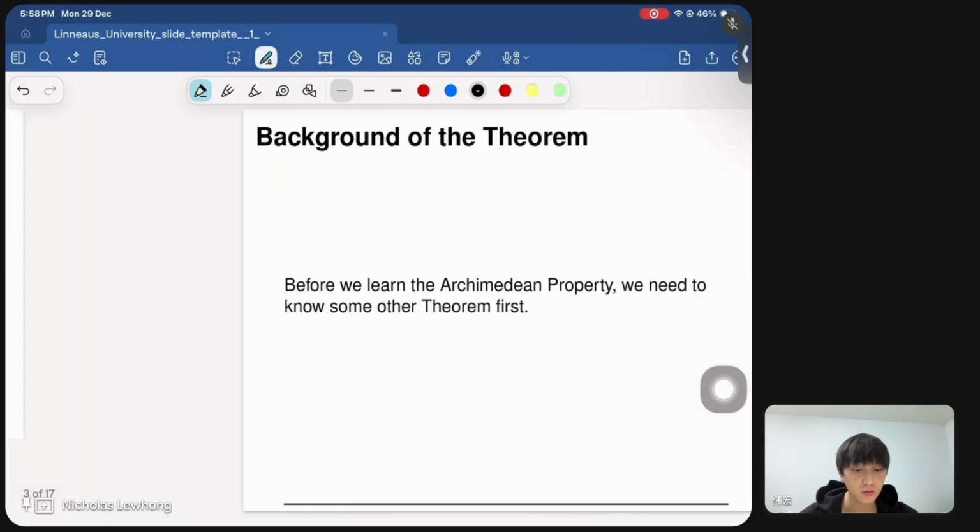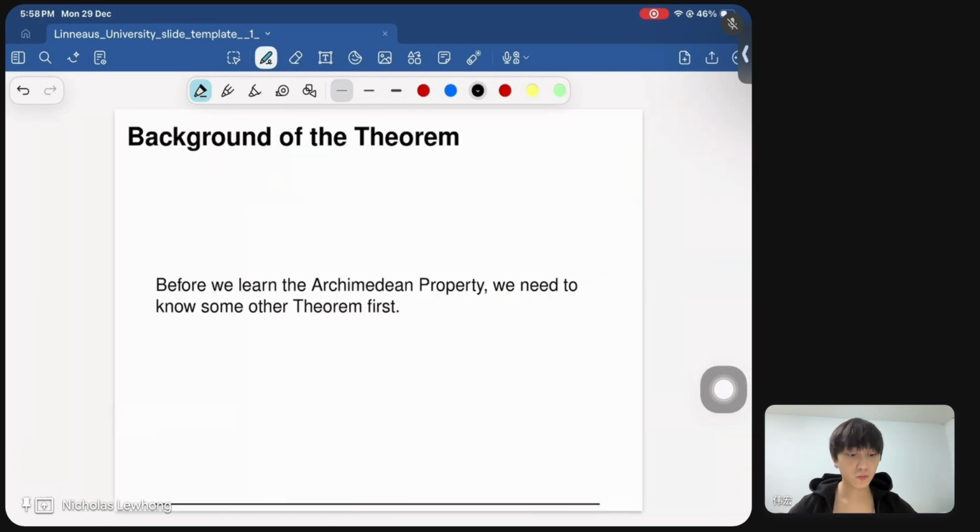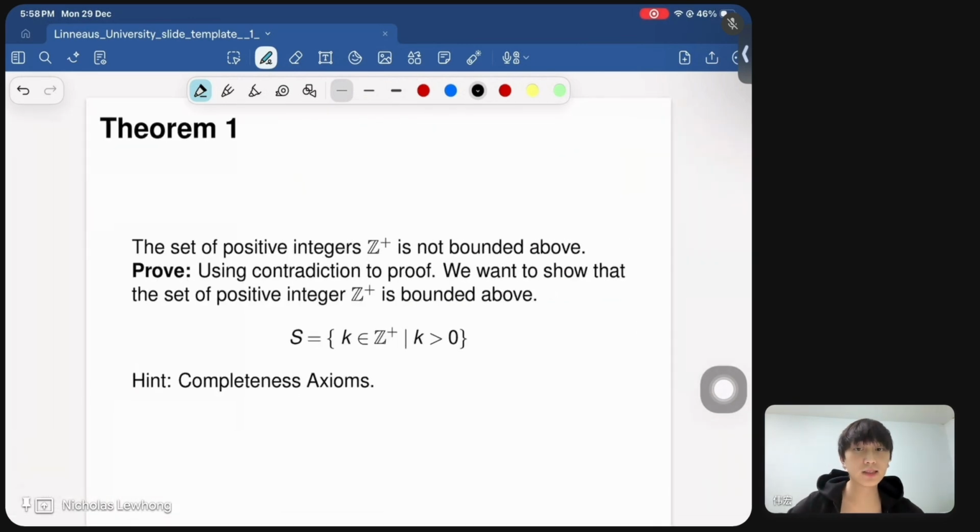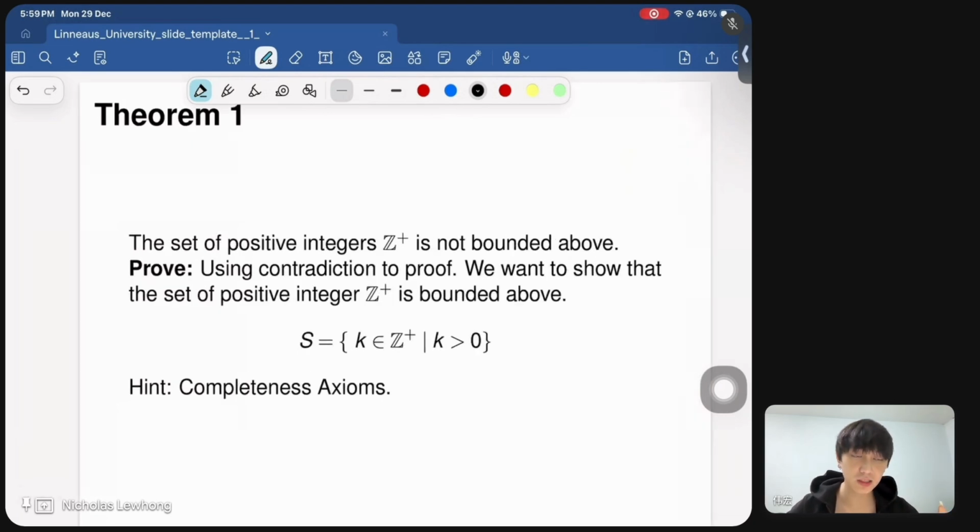Before learning it, we need to know some background of the theorem. So we will now introduce Theorem 1. The set of positive integers Z plus is not bounded above. We will use a contradiction to prove it because it's easier. So we want to show that the set of positive integers is bounded above.